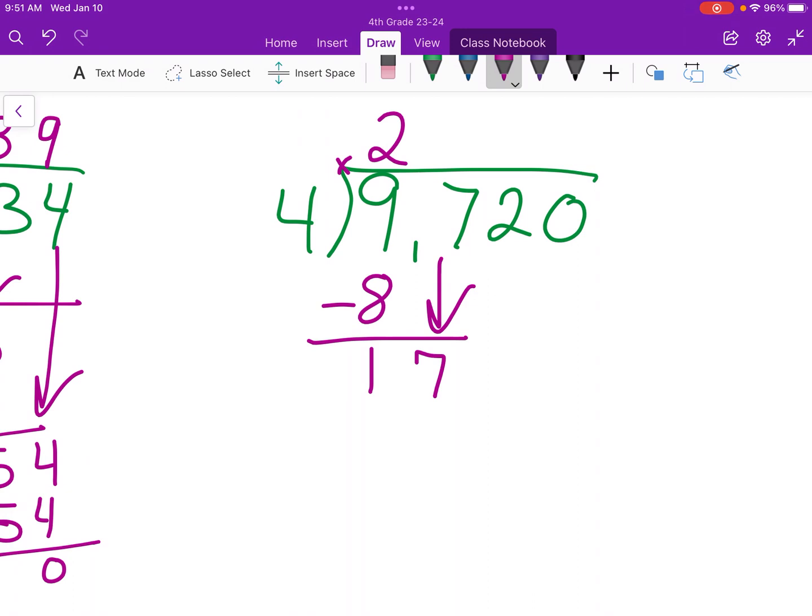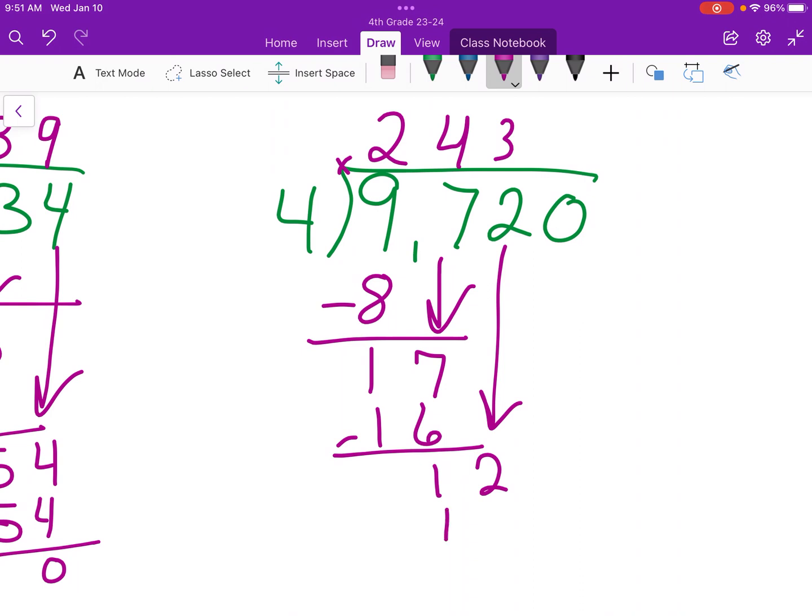17 divided by 4 is 4. 4 times 4 gets us to 16. Subtract that. 17 minus 16 is 1. Bring down our 2. 12 divided by 4 is 3. 3 times 4 is 12. Subtract that, gets 0. 0 is smaller than 4.